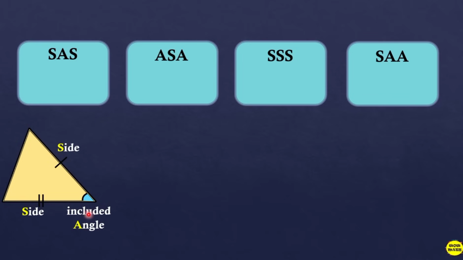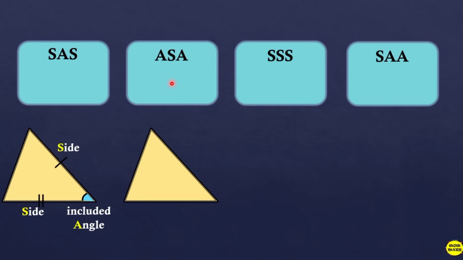Take note, it must be included. Nasa gitna po. Let's proceed to ASA. Ano bang parts ng triangle itong ASA? So alam naman natin that A is an angle. So, that is your first angle. And then, nasa gitna si S, yung side. So, this is your included side. Included side. And then, another angle.